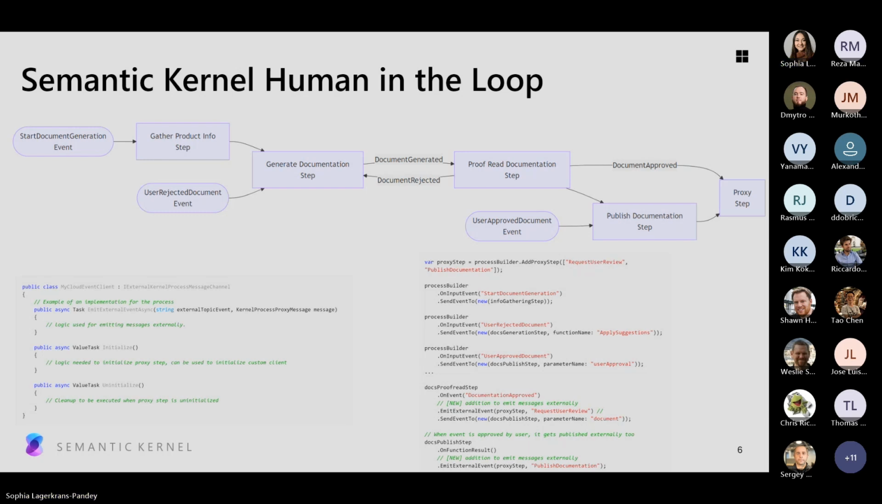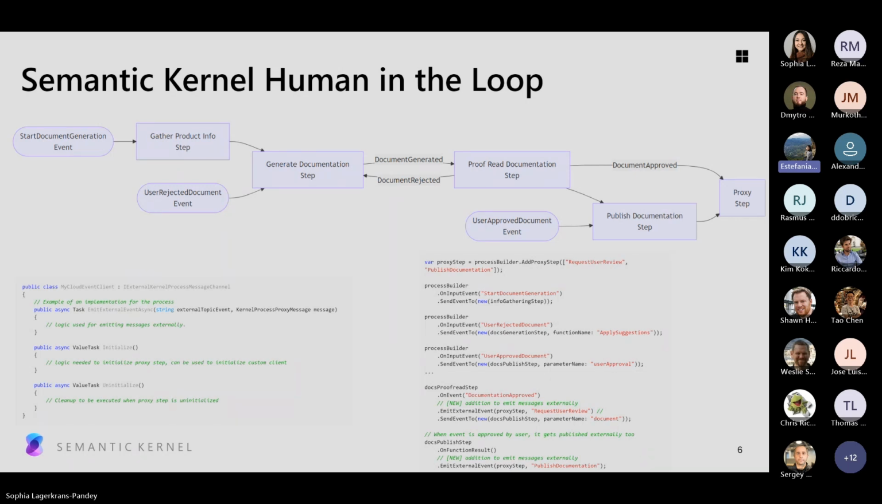Hello everyone. This sample got published yesterday. It's also on the Learn website. First of all, I'm going to explain what this is. The example explains how, let's say, a user wants to generate some documents. This will encounter probably three main steps. The first one is to gather the product information, then potentially generate the document. Then another step is what we call the proofread documentation step, in case there are typos or something else.